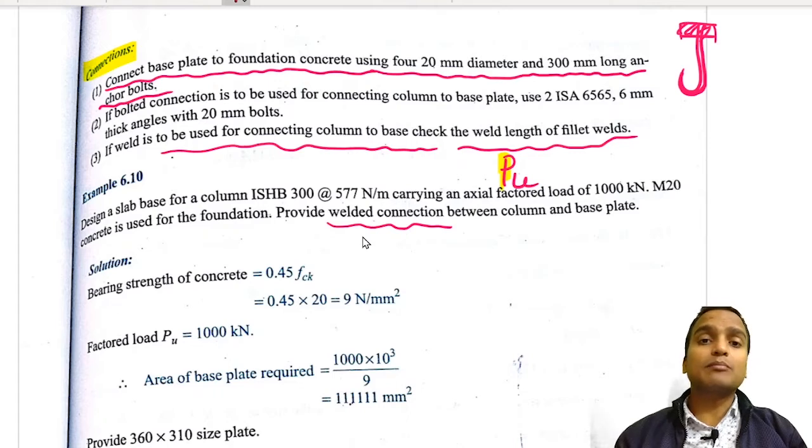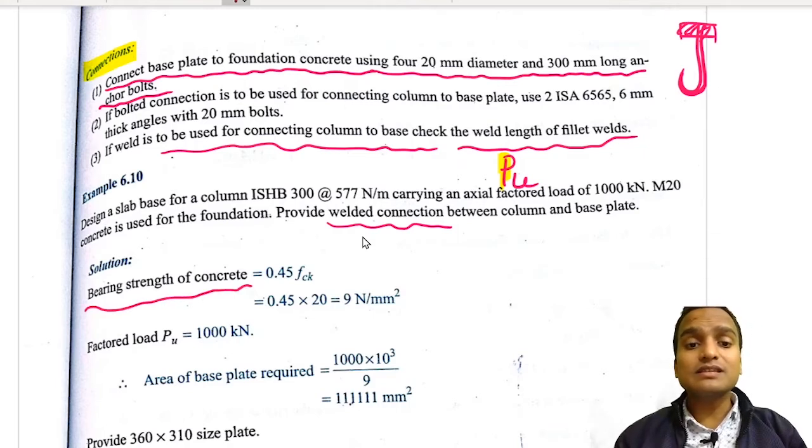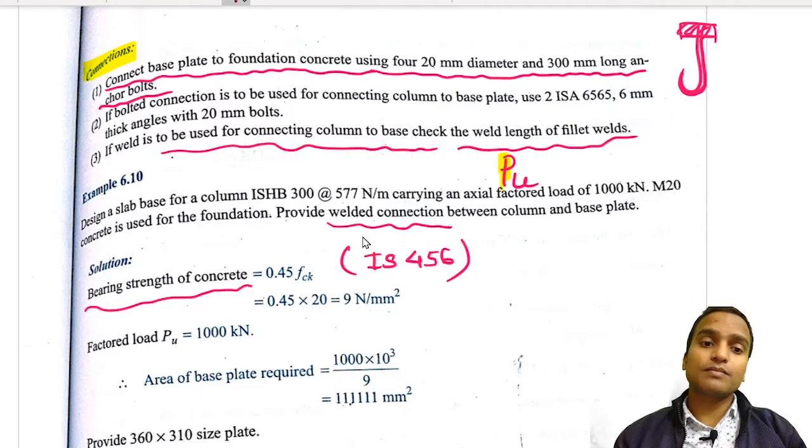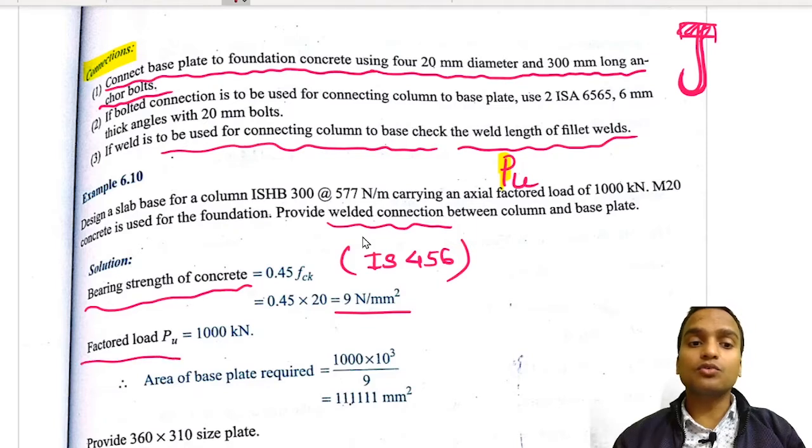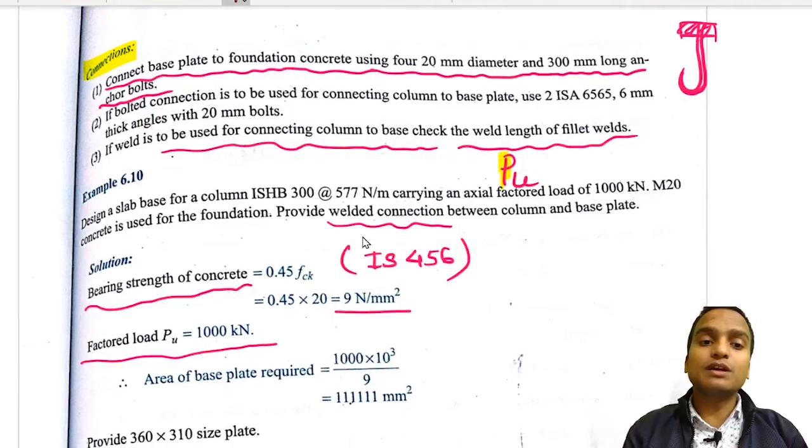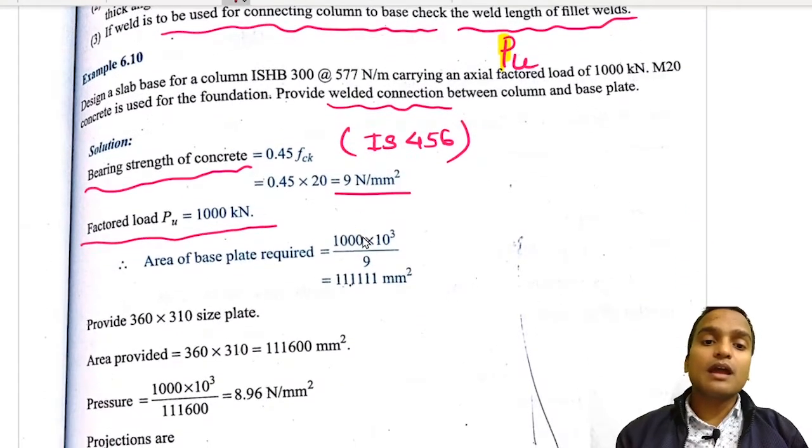So now let us calculate the bearing capacity for M20 concrete. Bearing capacity of concrete is equal to 0.45 fck. This is taken from IS 456. Okay, and bearing strength of concrete is 9 Newton per mm square. Now what should be the area required for the base plate? If the factored load PU is 1000 kilonewton, the area of base plate can be calculated when we divide PU by 0.45 fck, and this much area is required for the base plate. So we take this size.